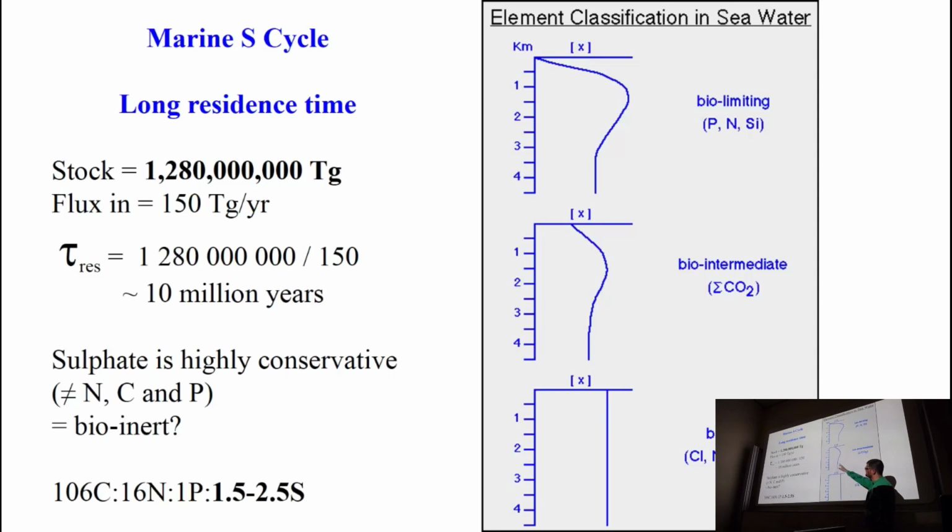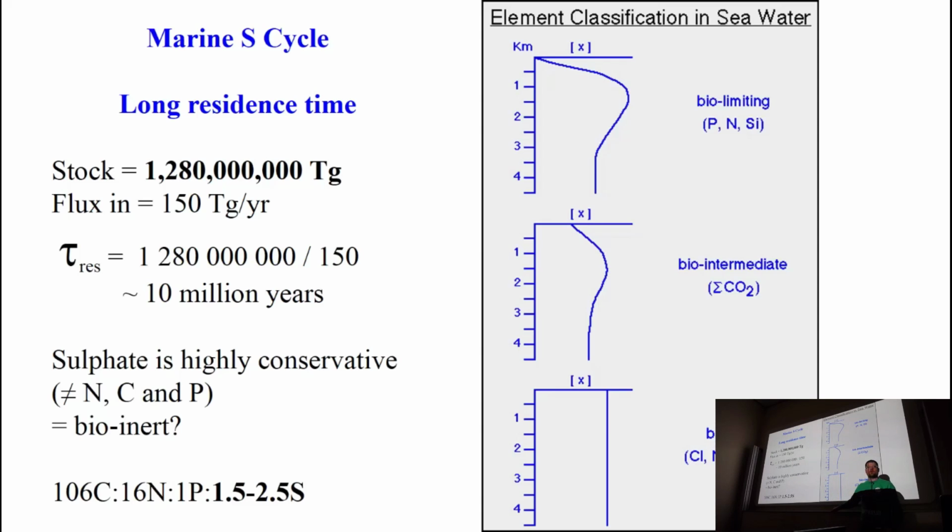So we know that the ocean has got lots and lots of sulfur in it because we can measure the concentration and it's quite high. So we can work out that there's about 1.2 billion teragrams of sulfur. There's no way of saying that without it being big. Teragrams are 10 to the 12 grams, so lots. And our flux in is still in teragrams, but only 150.